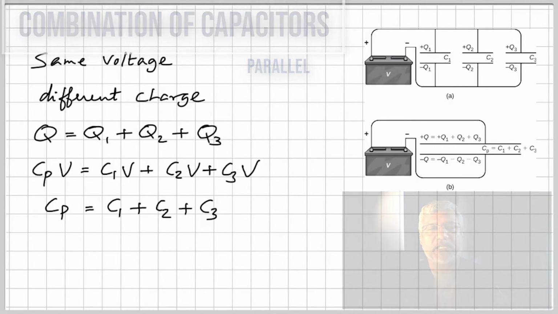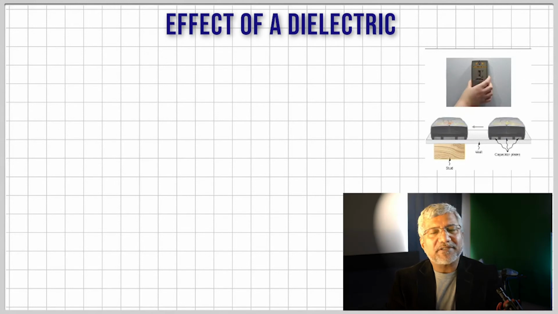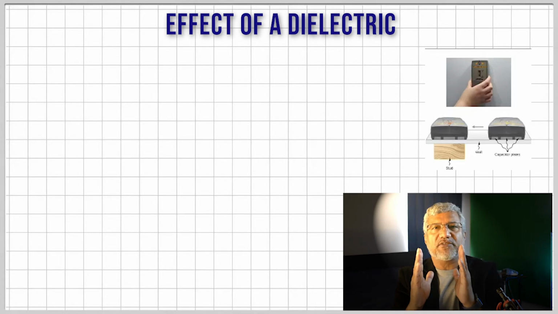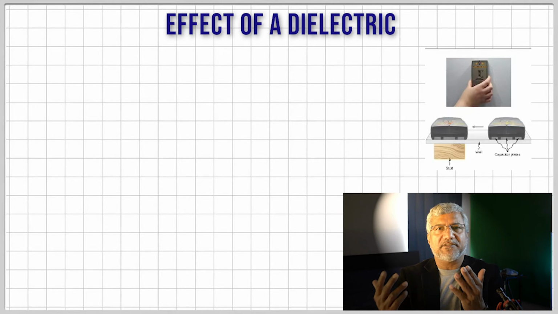Something to understand: an important household application of a capacitor is a stud finder that you see here. You're able to find out where exactly the stud is. This is done by using the idea that when you have a different dielectric between the plates of a capacitor, its capacitance changes.